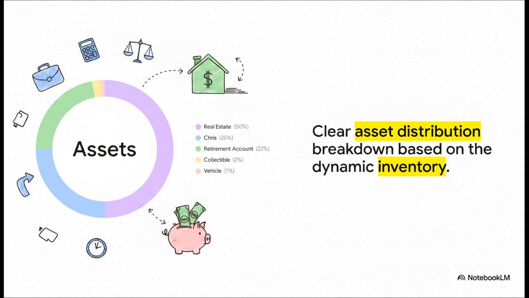For instance, suddenly realizing that real estate makes up over 50% of the estate, while retirement accounts are holding about 22%. I mean, that immediately changes how you approach dividing things up. It drastically reduces your cognitive load and instantly clarifies your strategy.